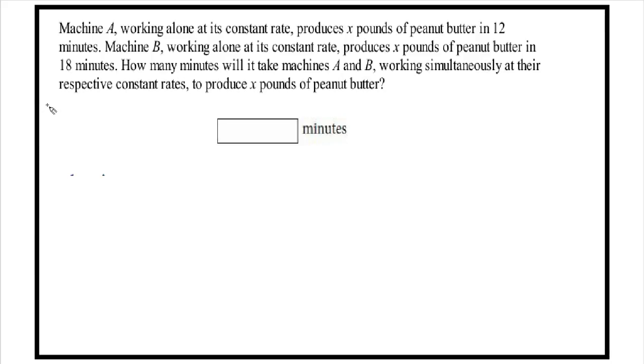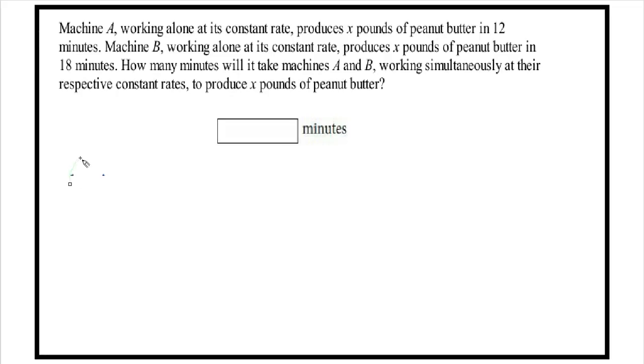We're still in the algebra chapter, and that's question 16. It says machine A working alone at its constant rate produces X pounds of peanut butter in 12 minutes. Machine B working alone at its constant rate produces X pounds of peanut butter in 18 minutes. How many minutes will it take machines A and B working simultaneously at their respective constant rates to produce X pounds of peanut butter? It's a very simple question, but if you haven't encountered this type of question before, you may be wondering how to solve it.